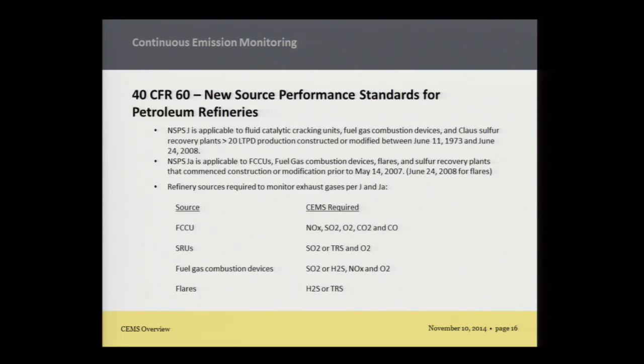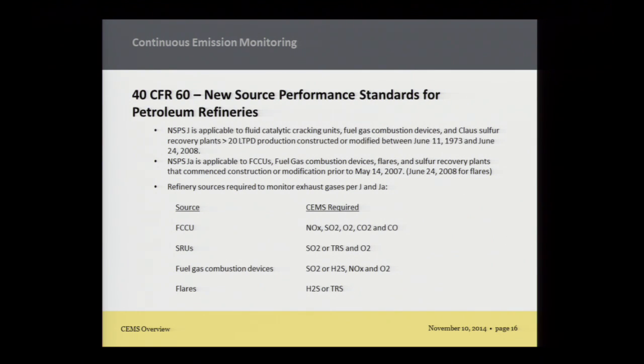So petroleum refineries. J is applicable to fluid catalytic cracking units, combustion devices, and Claus sulfur recovery greater than 20 long tons per day, and modified or constructed between June 11th, 1973 and June 24th, 2008, which is when JA kicks in. So JA applies to the same list, but it's fuel gas combustion devices, and they broke out flares from fuel gas combustion devices, something that varies between J and JA, and have specific requirements for both versus lumping them into one up above in J.